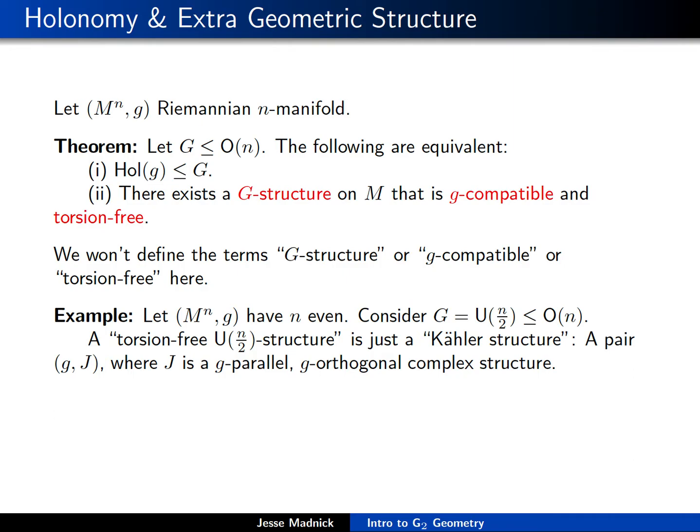Which, let me remind you, is just a pair (g, J), where g is a metric and J is a parallel, orthogonal, necessarily integrable complex structure. So what the theorem above tells us is that the holonomy of a metric is contained in the unitary group if and only if g underlies a Kähler structure. In other words, that's equivalent to the existence of a parallel, orthogonal complex structure. So in a certain sense, the smaller your holonomy group, the more geometric structure you get.